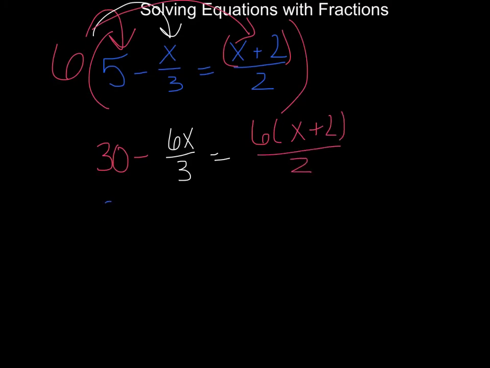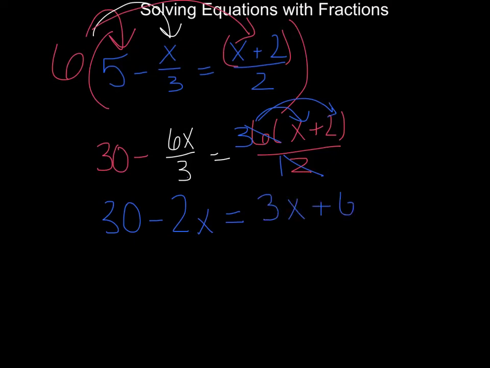Alright, let's simplify now. We've got 30 minus 6x divided by 3, which is 2x. And over here I'm going to take out my common factor, which is 2. So 6 divided by 2 is 3, and 2 divided by 2 is 1. And now I can distribute this 3 to each of the terms inside my parentheses, and I have 3x plus 6. And finally, we're going to solve to find out what x is.